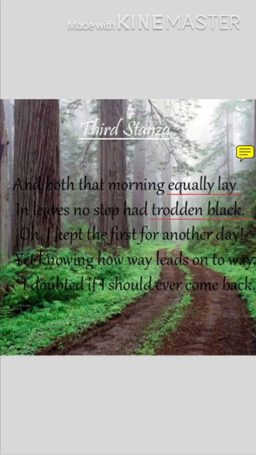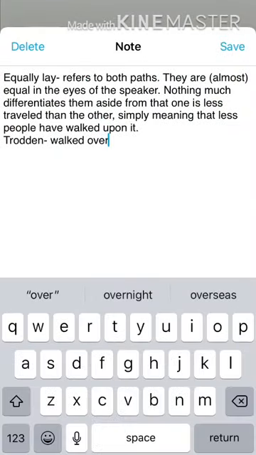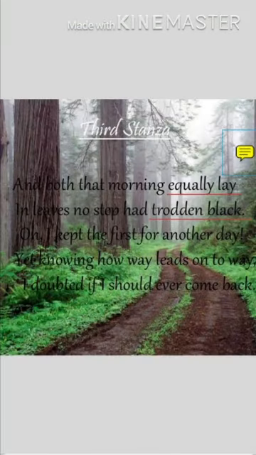So here, equally lay refers to both paths. They are almost equal in the eyes of the speaker. There is not much difference between them, except that one is less traveled than the other, simply meaning that fewer people have walked upon it. Trodden here means walked over.